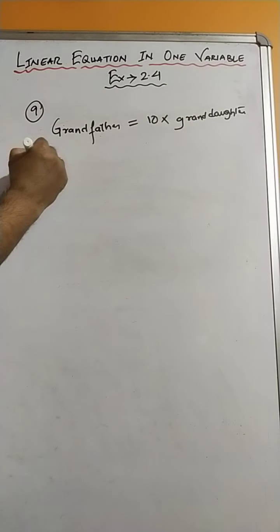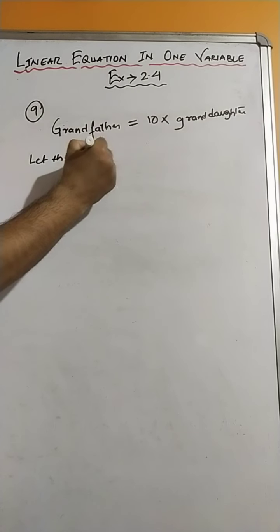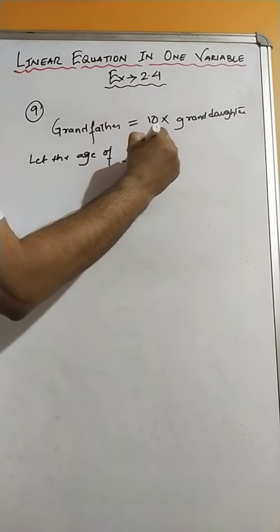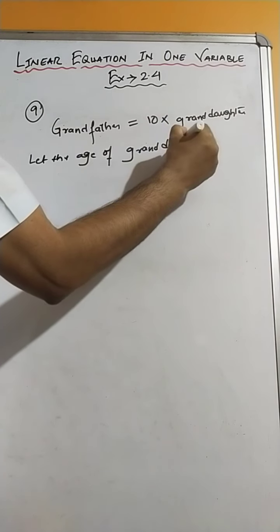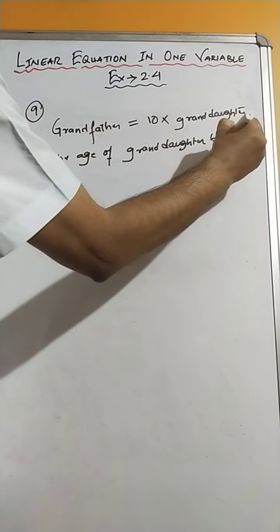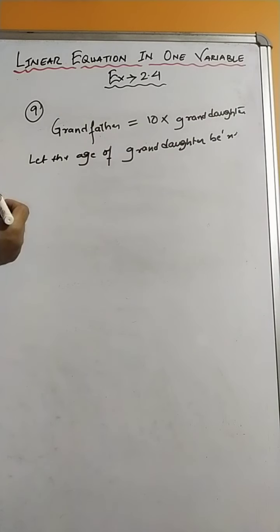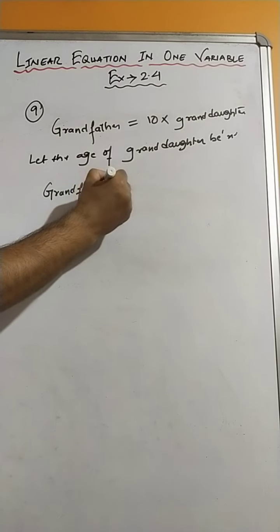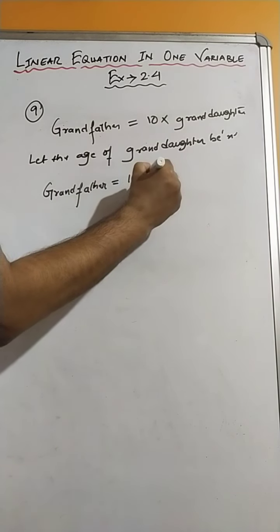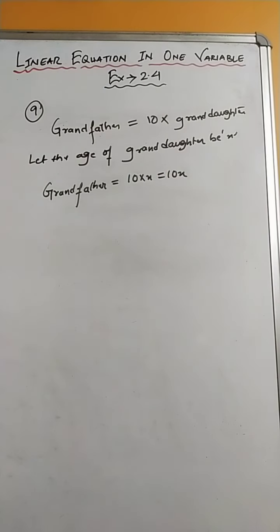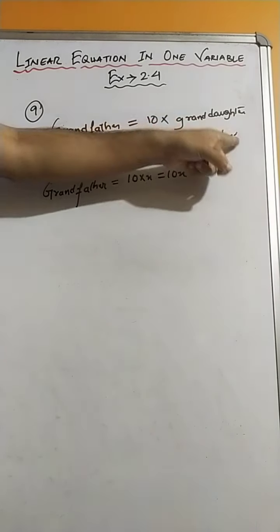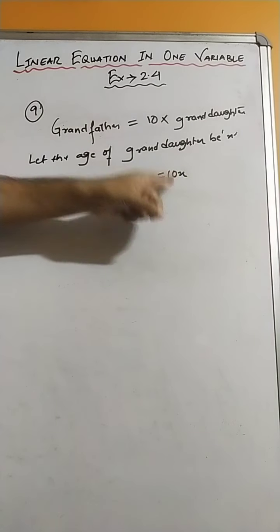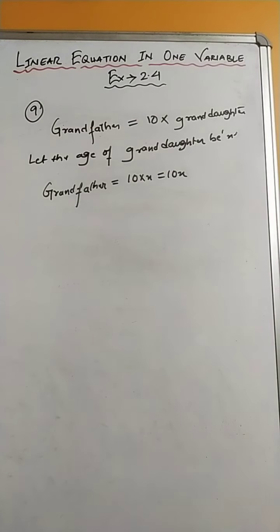So let the age of granddaughter be X, isn't it? Now easily we can get the age of grandfather also. Now grandfather would be what? Grandfather would be equal to 10 into X, that is 10X, isn't it? Now if the age of granddaughter is X, then grandfather's age is 10X, isn't it?